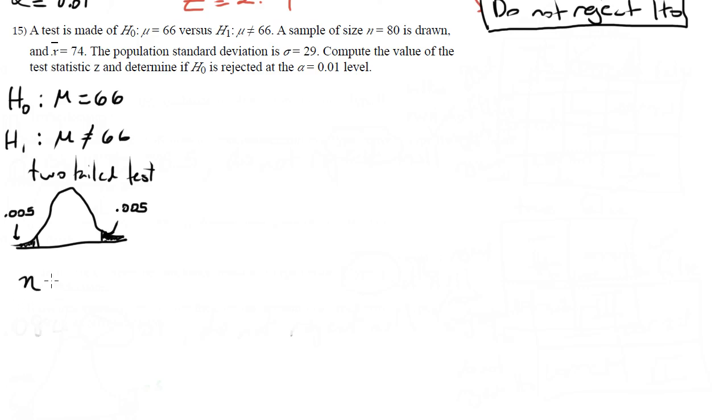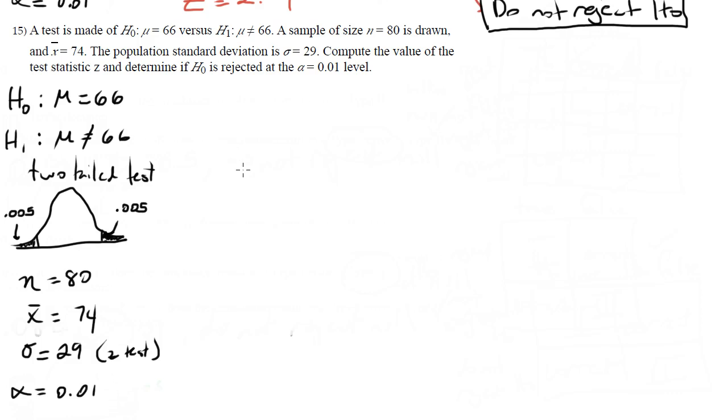Okay, so N is 80. Number of values is 80. X bar, 74. Population standard deviation is 29. So this is a Z-test. We know the population standard deviation, and N is greater than or equal to 30. And we already have the alpha level, 0.01.